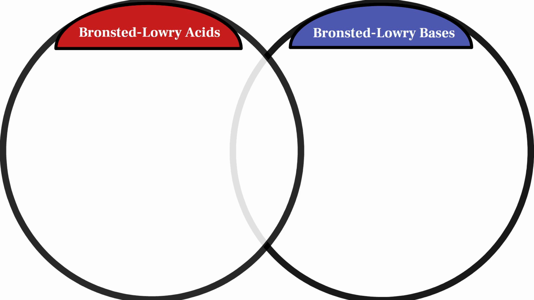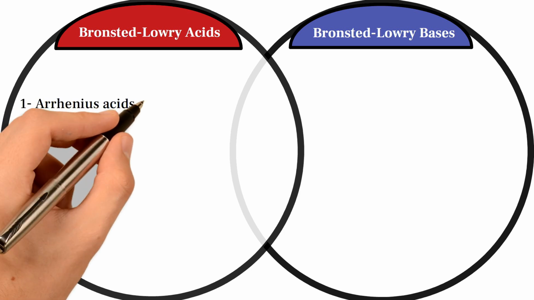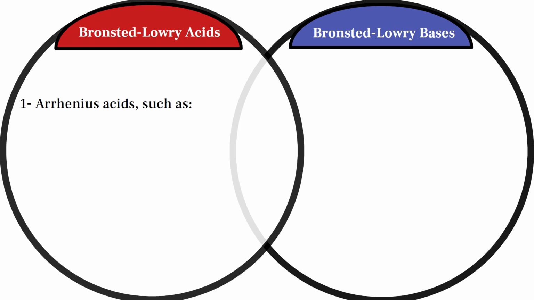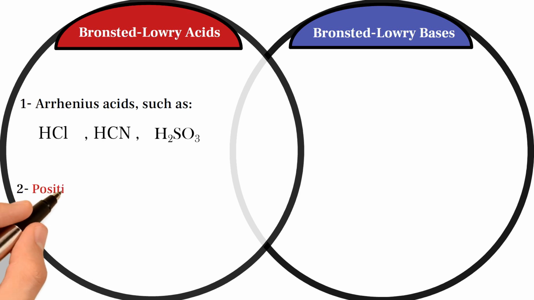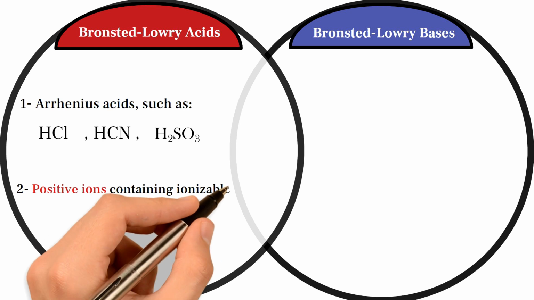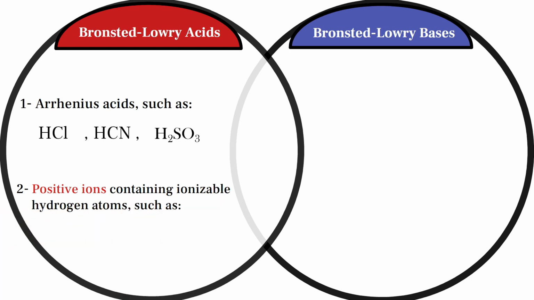Bronsted-Lowry acids. First, the Arrhenius acids, who stipulated that the acid should contain an ionizable hydrogen atom in its composition, such as HCl, HCN, and H2SO3. Secondly, positive ions containing ionizable hydrogen atoms are also considered to be Bronsted-Lowry acids, such as NH4+, H3O+, and CH3NH3+.